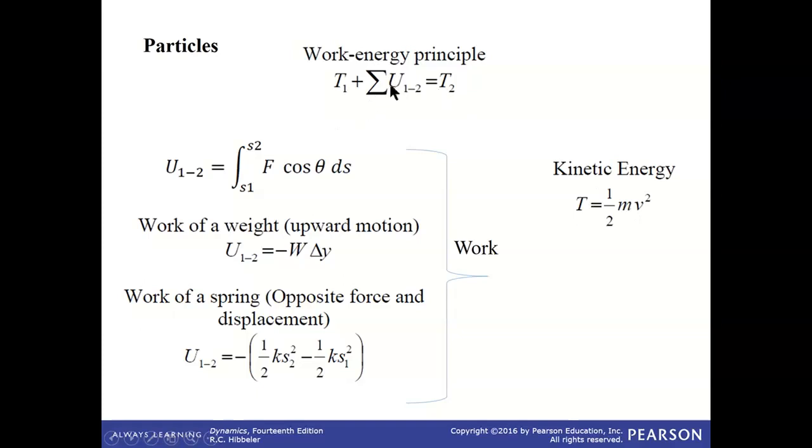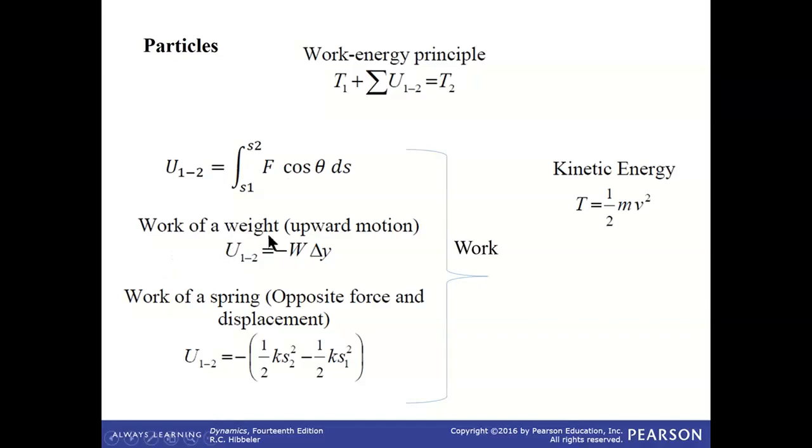In this equation, we have seen that the sigma U term can include work done by different forces, such as work done by an externally applied force, which is the integral of the product of force and displacement. If under the effect of this force the particle moves from position S1 to S2, then this integration of F cosine theta ds gives us the work done by the applied force. The work done by the force is positive if the force and the displacement are in the same direction. If they are in opposite directions, then the work done is negative.